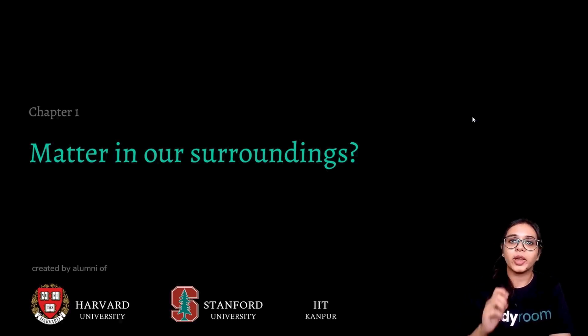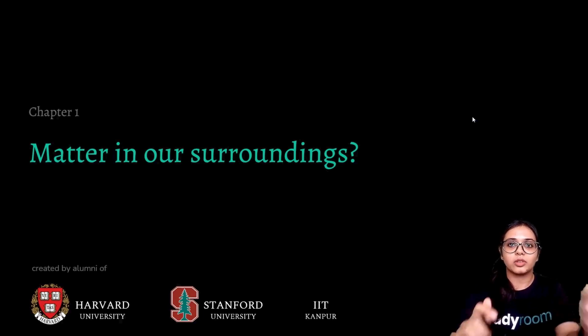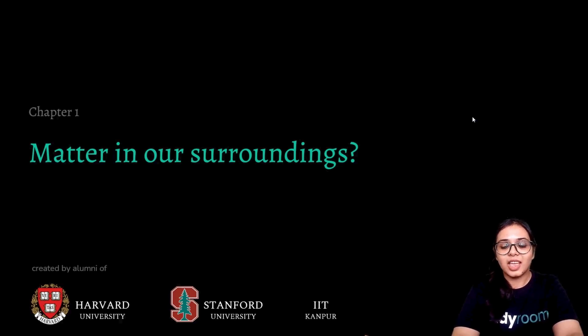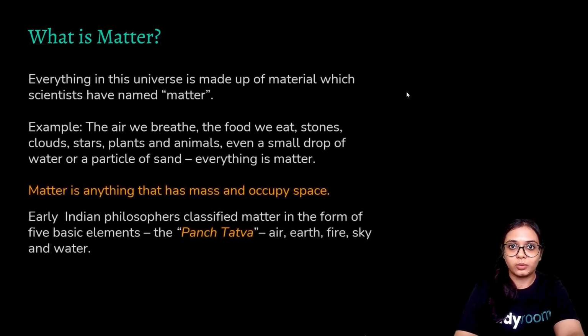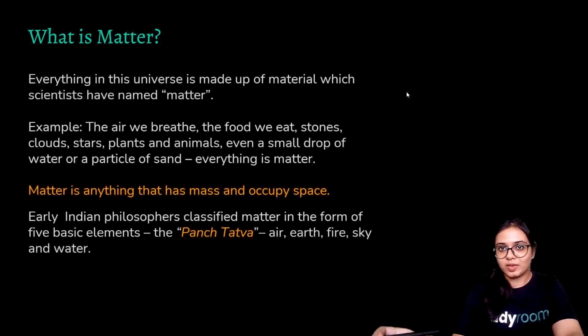Now matter has two kinds of properties, physical properties and chemical properties. In this particular chapter, we'll be learning about the physical properties of matter. So let's have a look at the chapter. First, we will learn what is matter, how do we define matter and how do we designate that this is matter and this is non-matter.